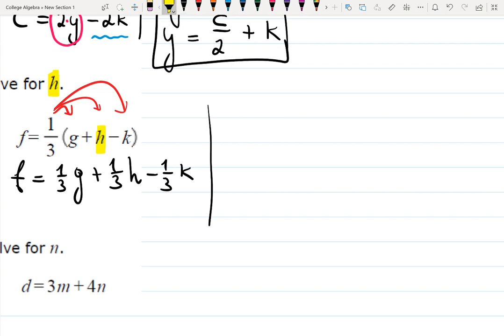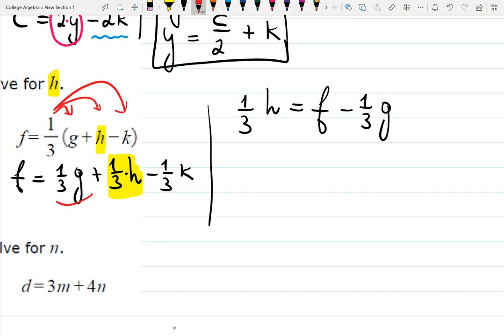Now remind yourself what you're looking for. I'm looking for h, but h is multiplied by 1/3, so first I will isolate 1/3 h. I'll move everything to the other side. F was on the other side of the equal sign originally, but now I will have minus 1/3 g, because originally it was plus 1/3 g, and since I had minus 1/3 k, I will have plus 1/3 k. Basically, every time something is moved to the other side of the equal sign, you should change the sign. So positive becomes negative, and negative becomes positive.